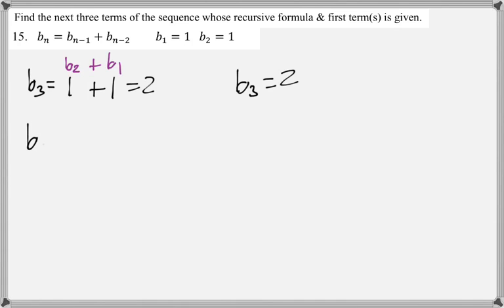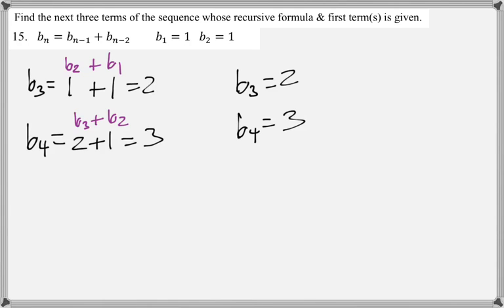To get b4, you need to do b3 plus b2, which is 2 plus 1. To get b5, you need to take b4 plus b3. And you get 5.